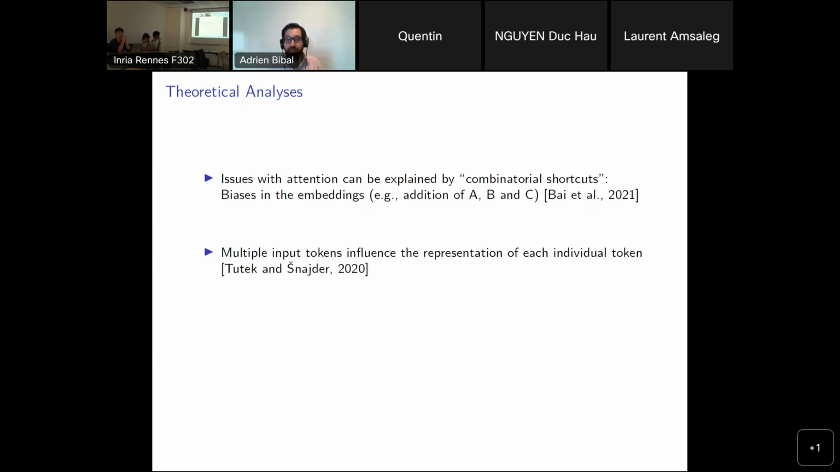Another thing that's important is that when you are embedding input tokens, in particular in natural language processing, you are in fact embedding each token with its context. So you have multiple tokens that influence the representation of each individual token. If one token is a word, you will have the other words of the sentence or even the paragraph that are influencing the representation of the token that's considered by the attention layer.